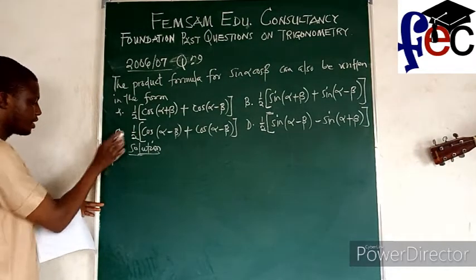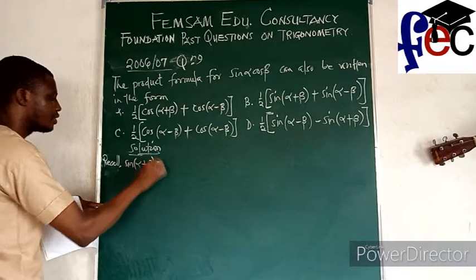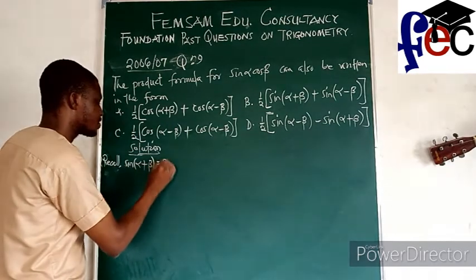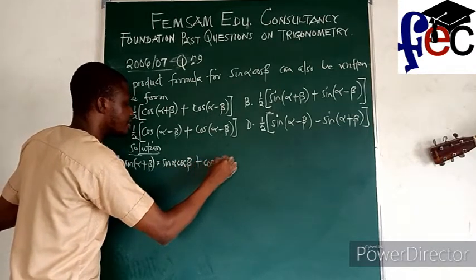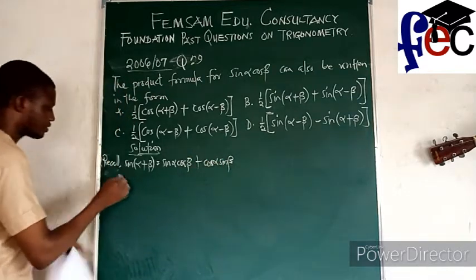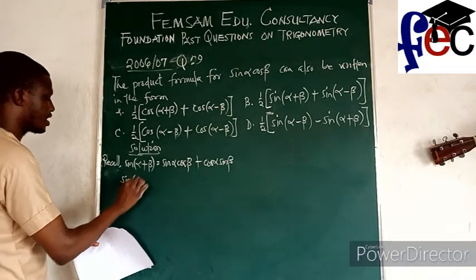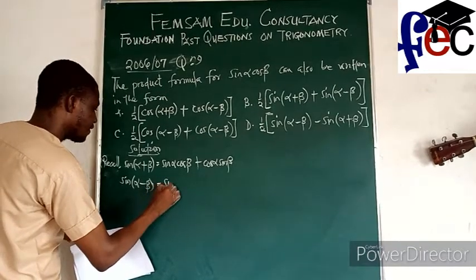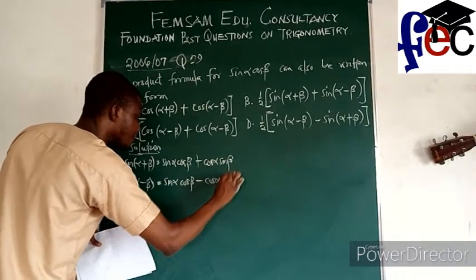Recall that sine alpha plus beta, from trigonometric ratios of compound angles, that's the addition formula. This will give us sine alpha cos beta plus cos alpha sine beta. I hope you remember this. Then what of sine alpha minus beta? This will give us sine alpha cos beta minus cos alpha sine beta.